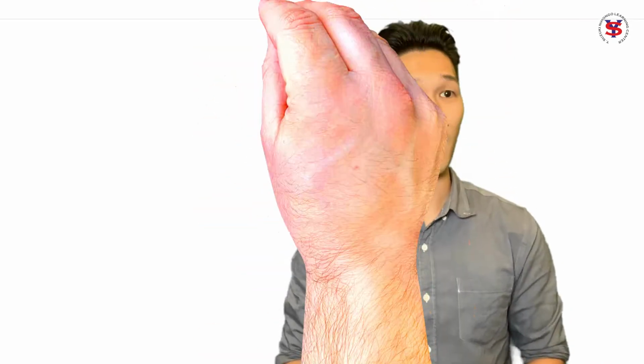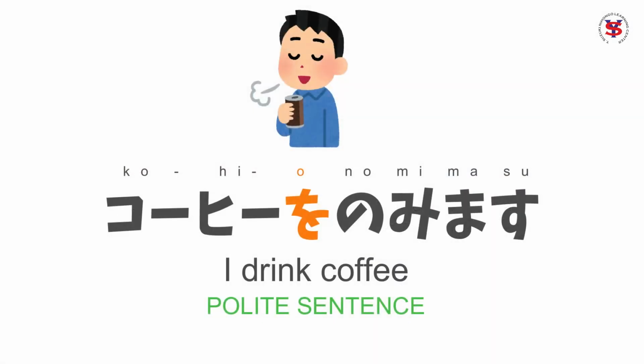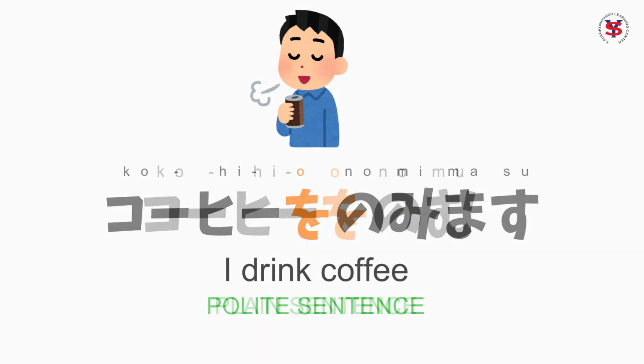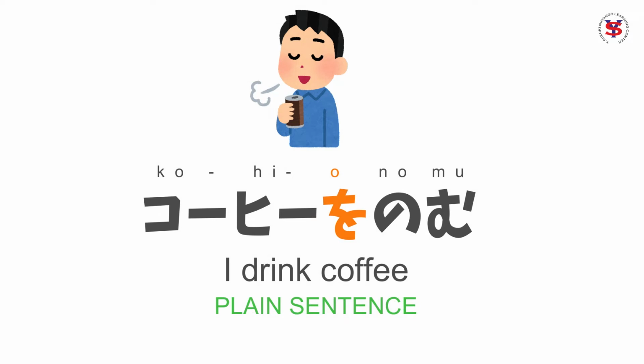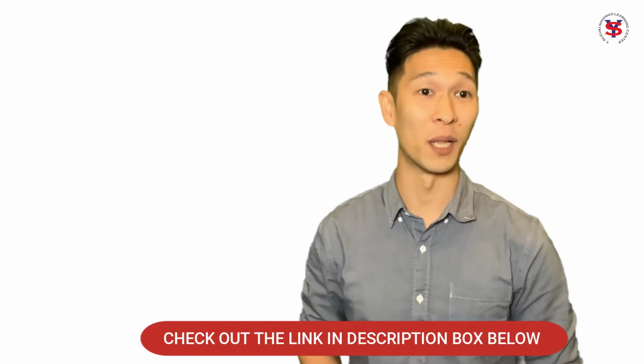Halimbawa, iinom ako ng kape, as always, right? In Japanese, ang kape ay kohi at iinom naman ay nomimasu. So, ang sentence natin in polite style ay kohi o nomimasu. Sa plain style naman ay kohi o nomu. Magkapareho pa rin ang meaning ng dalawang ito dahil ang plain style ng masu form ay ang tinatawag na dictionary form. For more information on the plain style and the polite style, check out our previous lesson below.